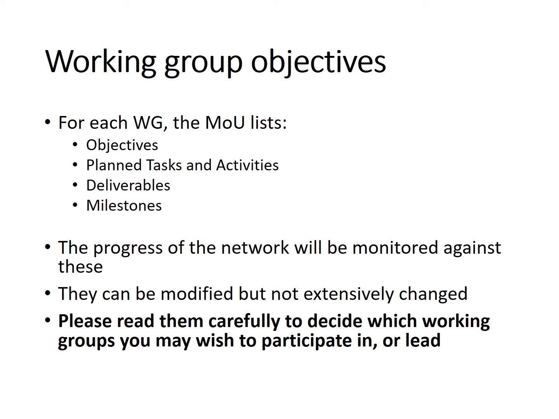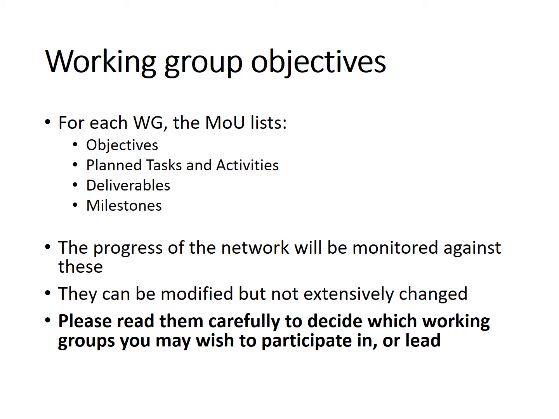So the objectives of each individual working group are all listed in the Memorandum of Understanding, and I haven't reproduced them here because I've also attached the MOU to the email. Each working group has got a set of objectives, a set of planned tasks and activities, a set of deliverables and a set of milestones. And it's important to point out that now the MOU is signed, this is essentially the set of things against which the progress of the network will be monitored.